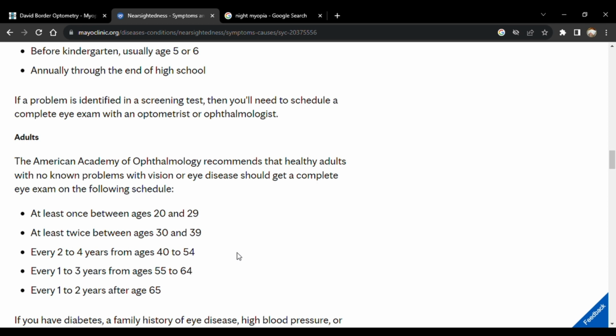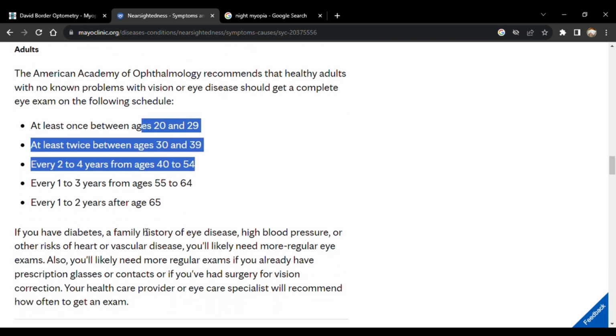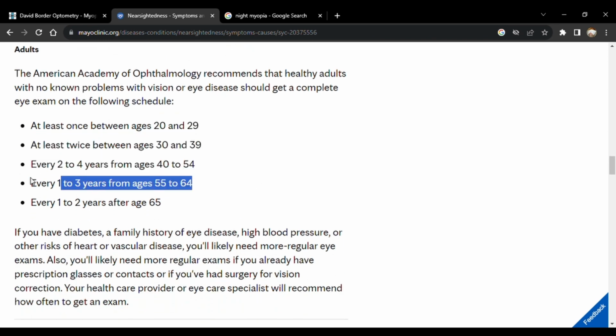Now, where can adults get vision screenings? That is more tricky because the elementary school screenings are pretty reliable and great. But for adults, you're probably going to have to schedule just a routine eye exam.